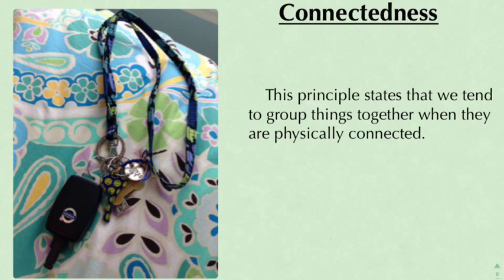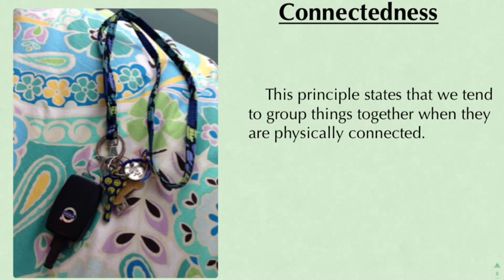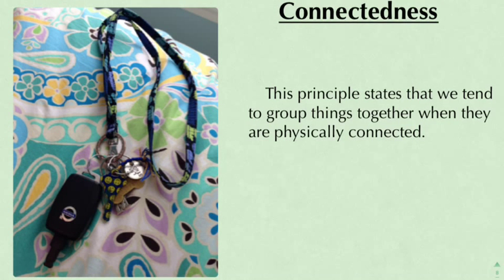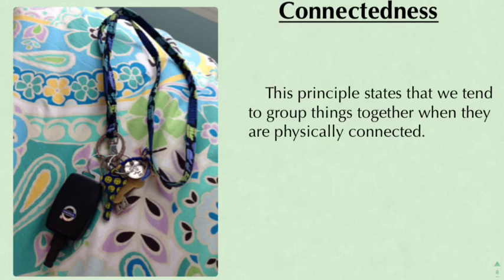This Gestalt principle is called connectedness. This principle states that we tend to group things together when they are physically connected. In this example, there are car keys connected to a keychain or lanyard. According to this principle, we group the car keys and the lanyard together because they are physically connected. This principle influences our perception because it allows us to create relationships and group things based on physical connection. Without this principle, we would not be able to relate objects together even though they would be connected.